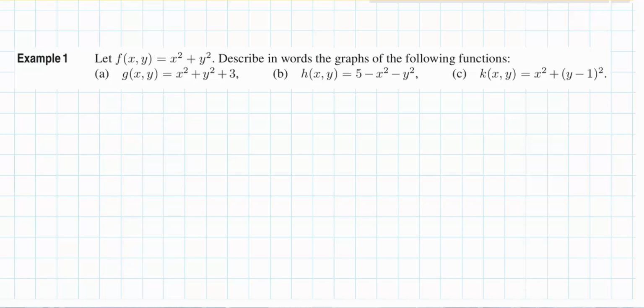It just shifts it up. The shifting and translating is all going to be the same. It just shifts it up. What's the relationship between h of x and our original function?